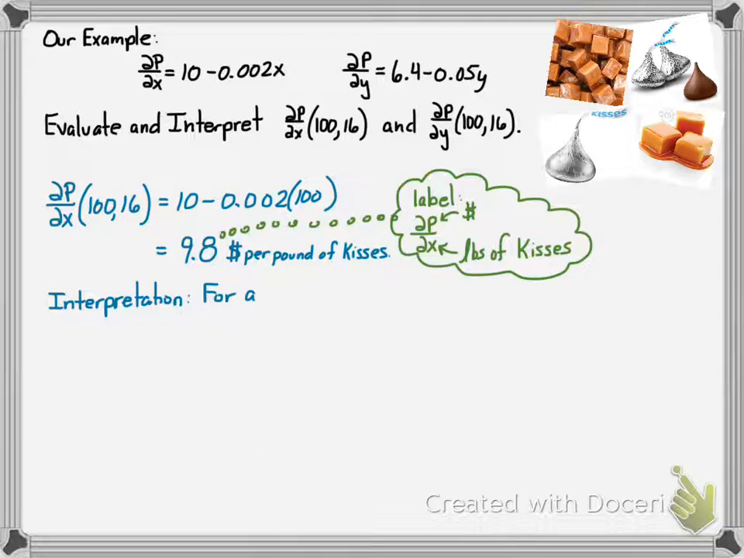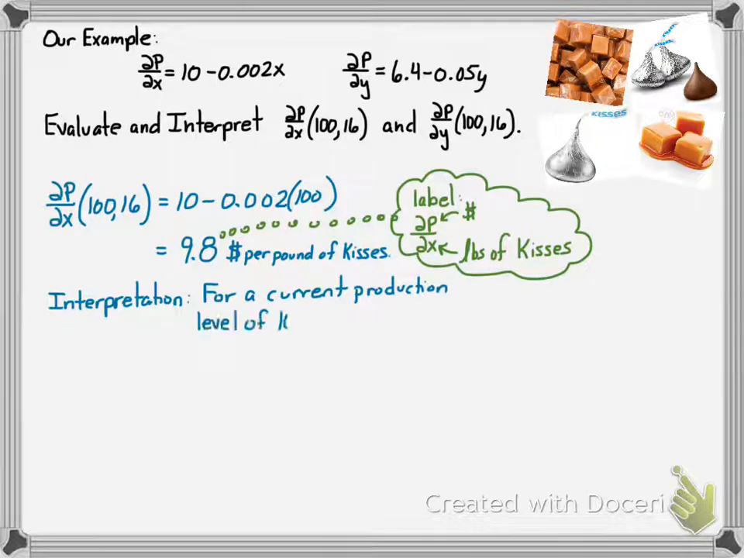Now when we talked about marginal profit in the past, that marginal profit says this will be the increase in profit for an additional unit produced and sold. But here I need to be a little bit more specific, because here we're increasing the units sold of kisses, but we're keeping the creams constant. As of right now, the company is producing and selling 100 pounds of kisses and 16 pounds of creams, and we are increasing the kiss production, but not the cream production.